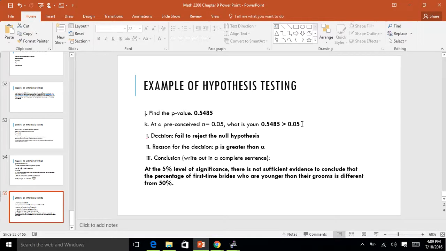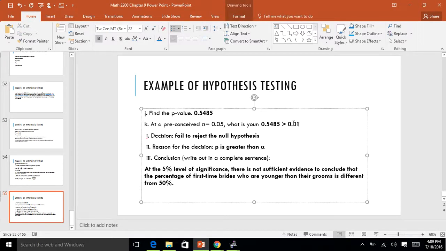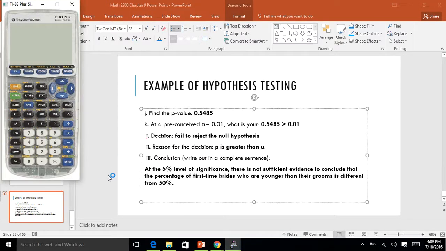Okay, so let's put this in the calculator and see what we get. So I'm going to my calculator. Okay, so here I am. So remember I said this was 0.50. My X was 53. And my N was 100. And this was not a directional test. They just wanted to see if it was different. So I hit calculate and boom.